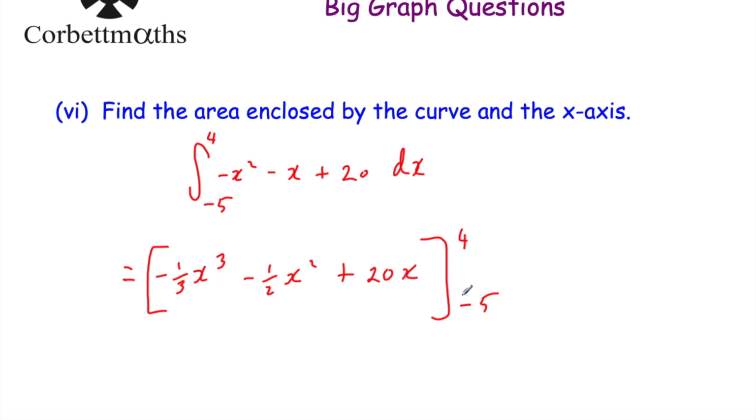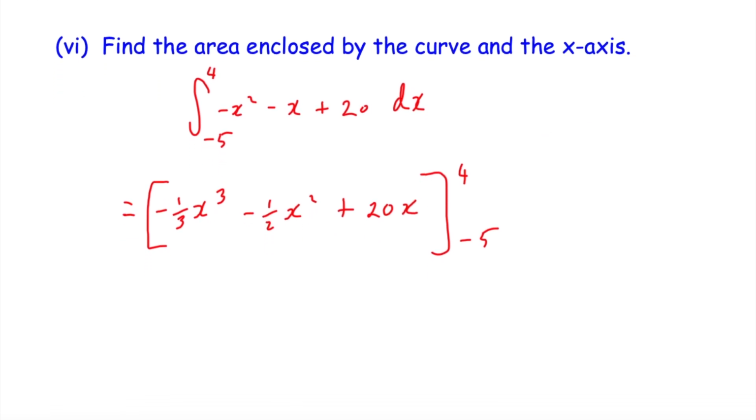Okay, so we've then got this. Now what we're going to do is we've integrated. Now we're going to substitute in 4, we're going to substitute in -5, and we're going to take them away from each other. And then the answer will be the area under the curve.